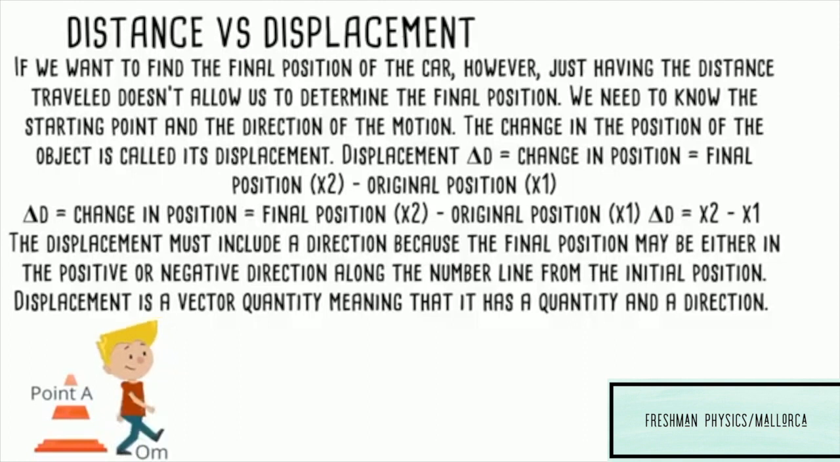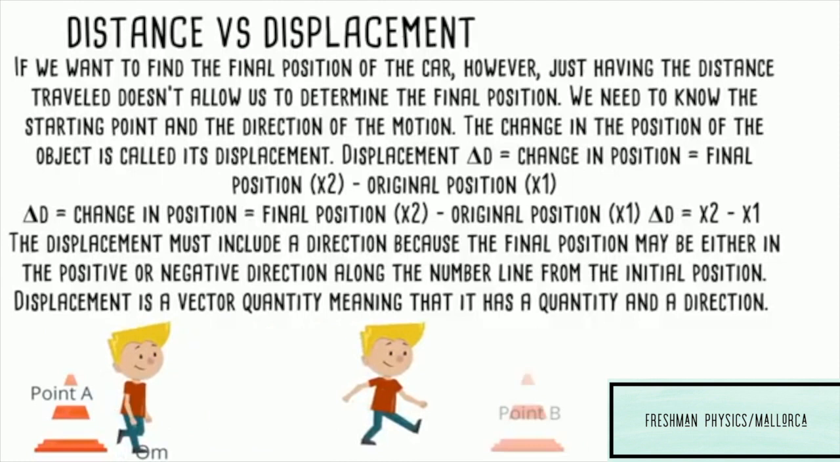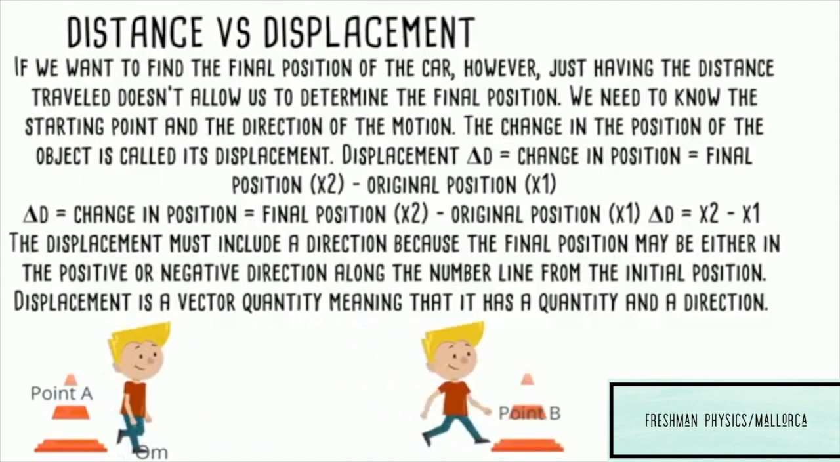For example, on the below diagram, you see a person walking from point A to point B. Point A is the starting point or the original position, and point B is the final position. You just have to subtract the initial position from the final position. So if the final position is 5 meters, you will subtract 0 meters, which is your initial position. Therefore, your displacement is 5 meters going to the right.